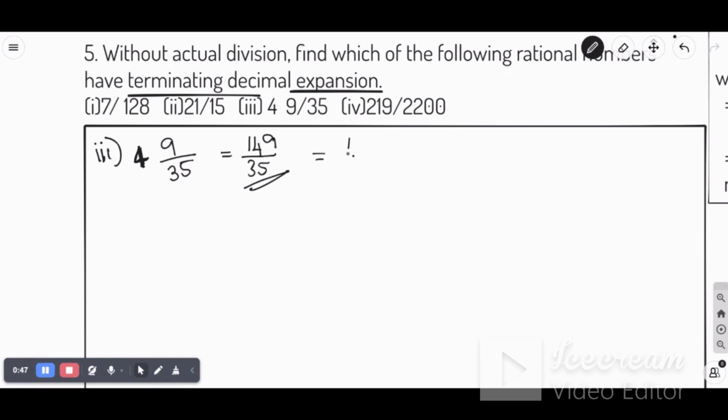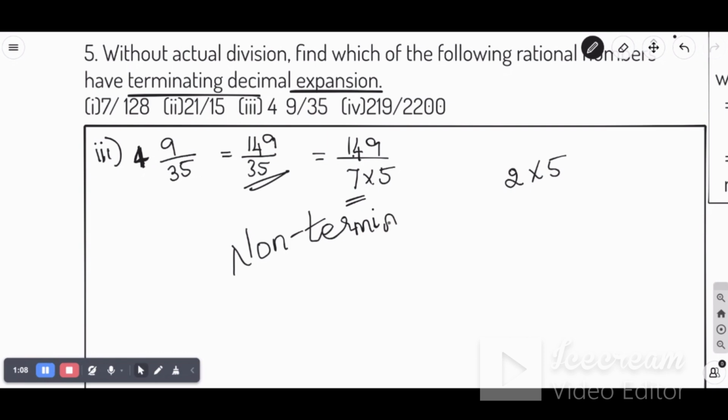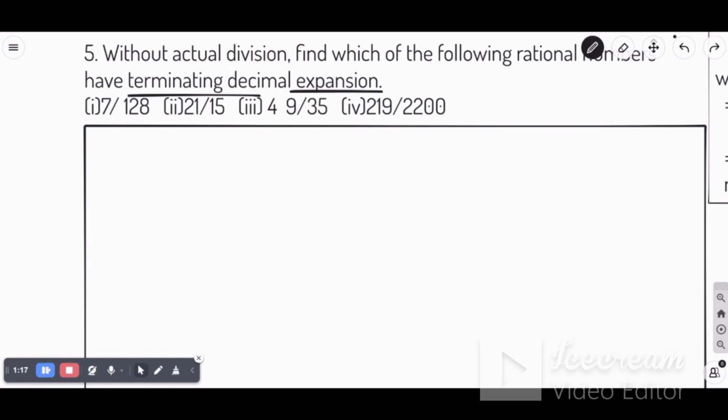35 is nothing but 7 fives are 35, so this is in the form 7 into 5. But what we need is the 2 and 5 form. Again, we got a 7 here. This is not a terminating one; this is a non-terminating decimal. So please find out whether your denominator is of the form 2 and 5 powers. So this is not terminating. Let's move on to the next one.